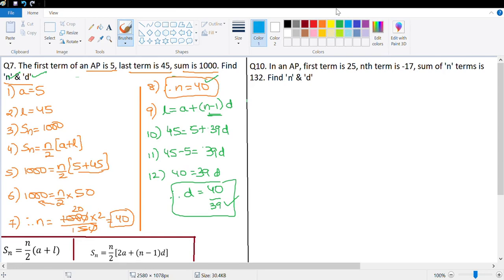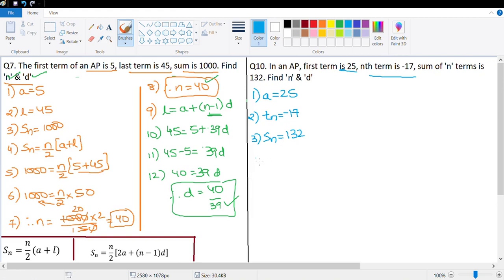The next question that we do is question number 10. In an AP, first term is 25, so A is equal to 25. Next, nth term is negative 17, so Tn is equal to negative 17. Next thing which is given is sum of n terms is 132. So sum of n terms is equal to 132.